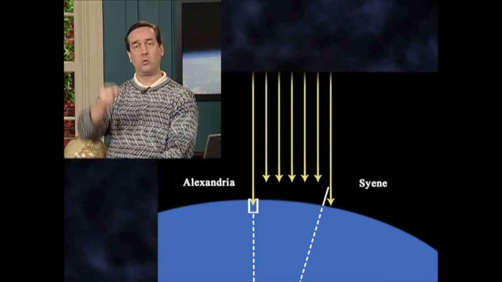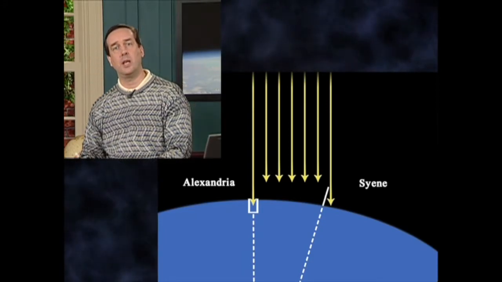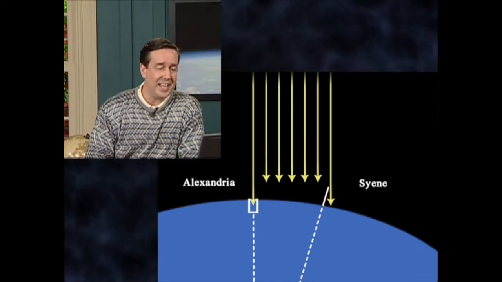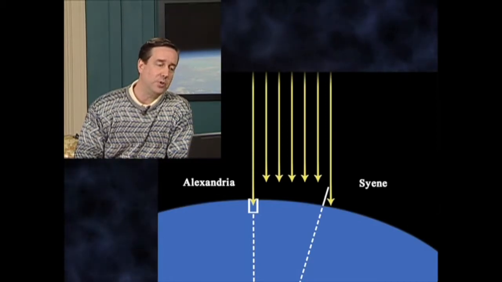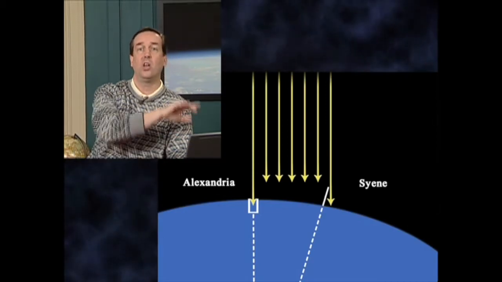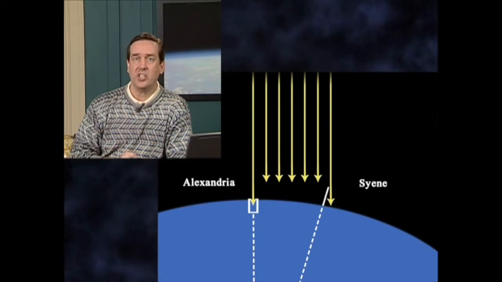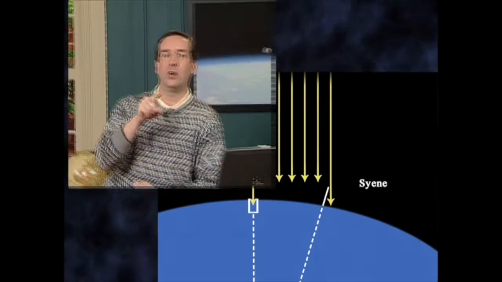If you put a vertical rod in the ground, you could measure the shadow that it made. Looking at the geometry of it, you can see that the length of the shadow at Syene would enable you to measure the angle between Alexandria and Syene along the circumference of the Earth. Then, knowing the distance between Alexandria and Syene, you could calculate the full circumference of the Earth. And he was able to do this and get a very accurate estimate for the size of Earth.